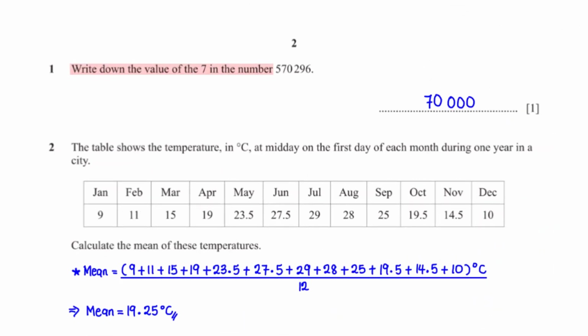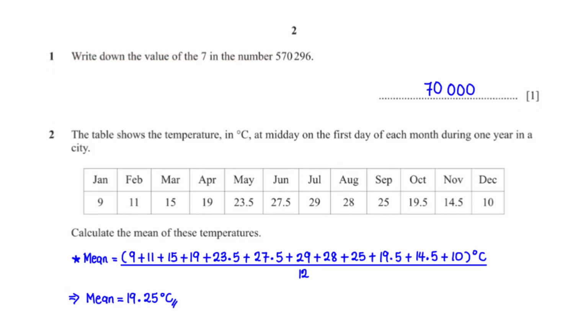Write down the value of the 7 in the number 570,296. 7 is in the tens of thousands position, so the value of 7 is 70,000.